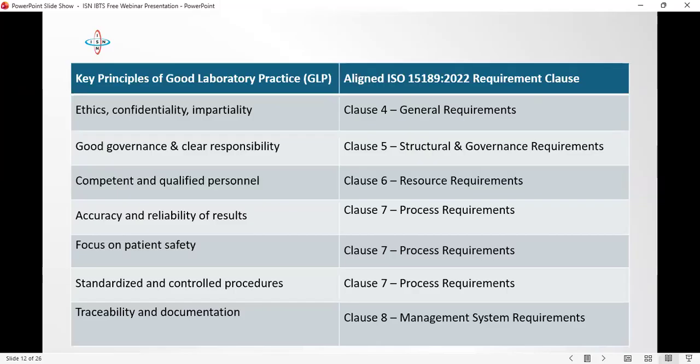Then good governance and clear responsibility. You know how you have the responsibilities of the manager separate from the responsibility of the people working on the bench, separate from the quality manager? If I should ask, whose responsibility is quality? Is it the quality officer or manager or the people carrying out the process? Can somebody answer, please?